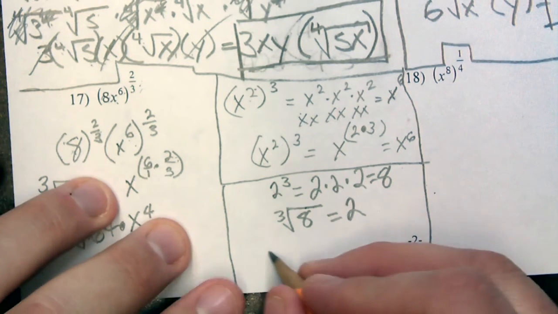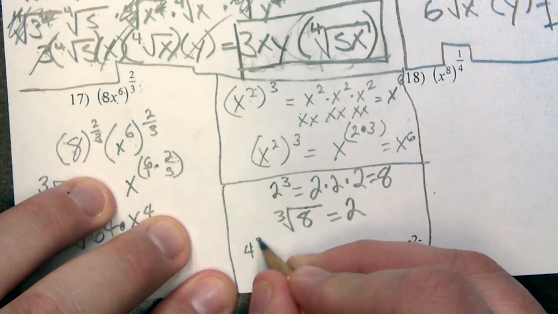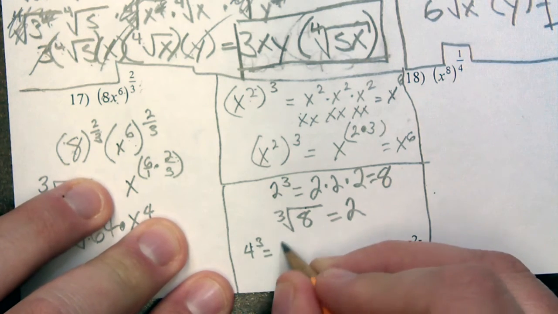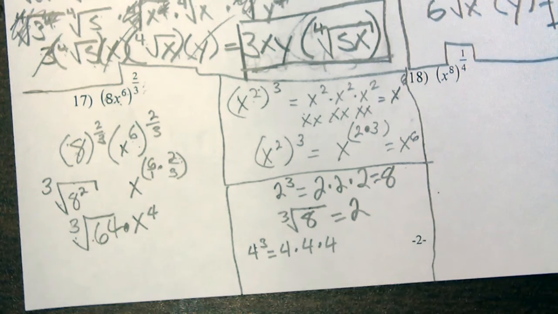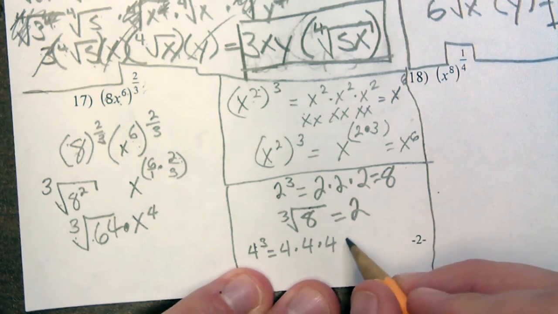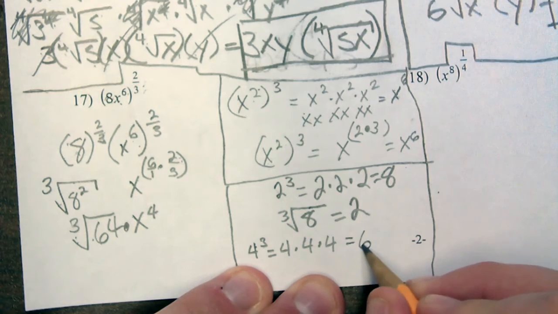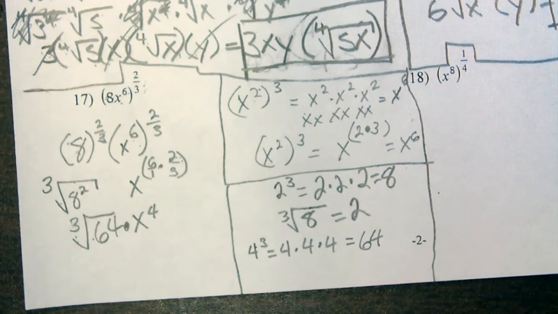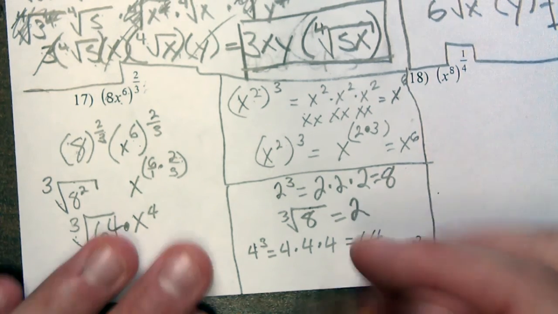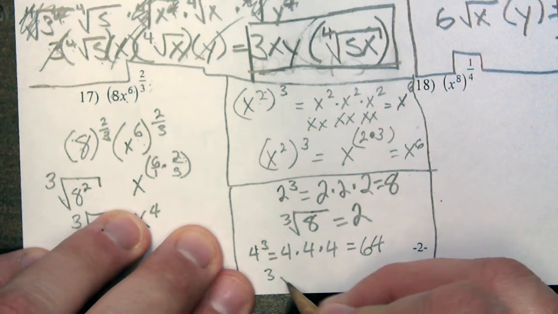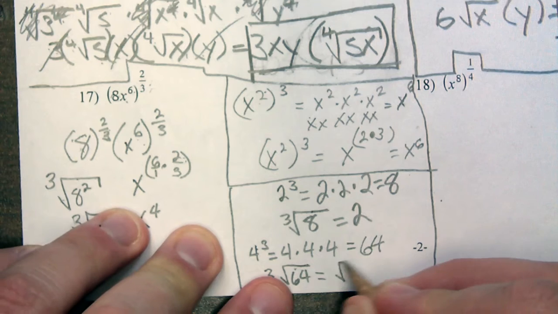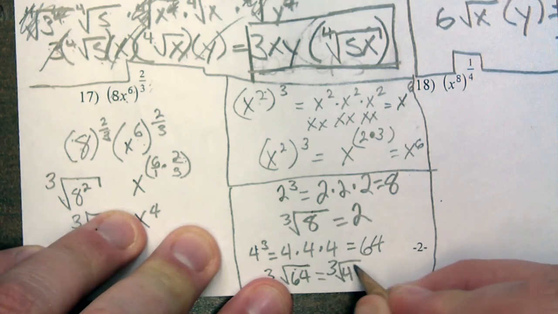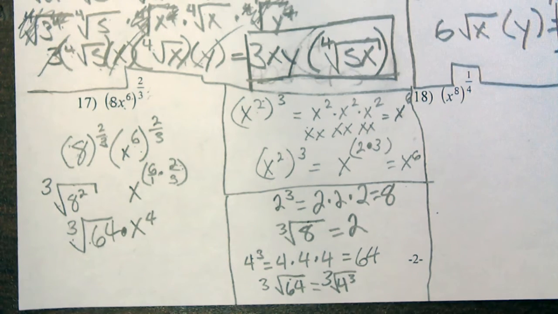Now here's another thing I want to show you guys. If I say 4 to the 3rd power, that would be 4 times 4 times 4. And you may not have memorized that yet, but trust me, it is 64. So the cube root of 64 is the cube root of 4 cubed, right? Because 4 to the 3rd power is 64.